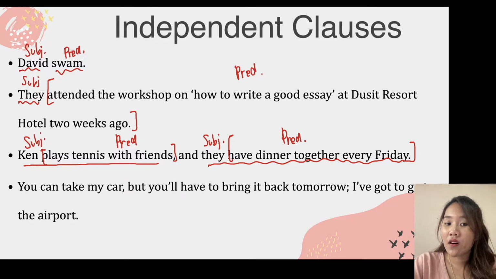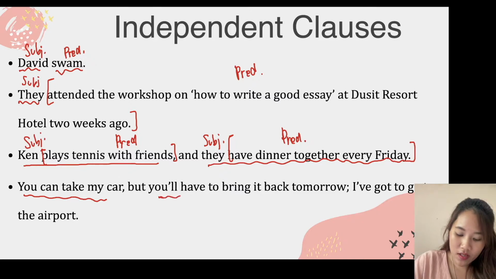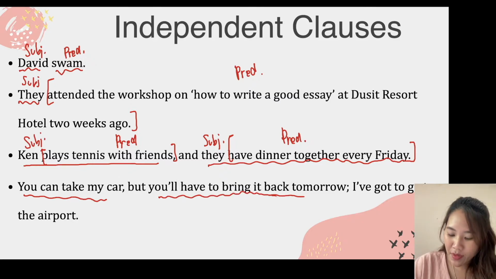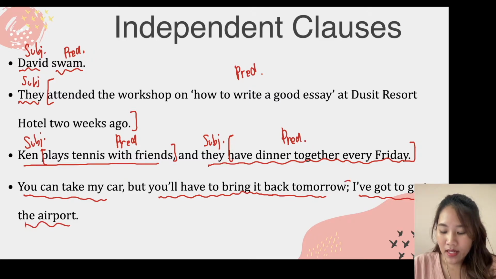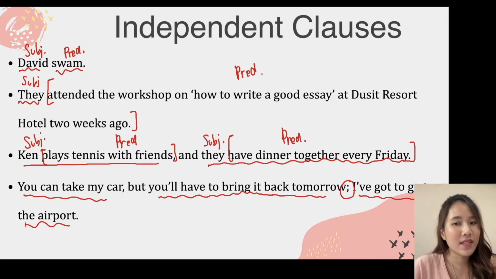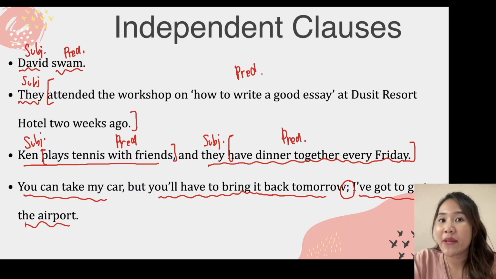Or, you can take my car, but you will have to bring it back tomorrow; I've got to go to the airport. So we have three independent clauses here. The first one, you can take my car. The second one, you will have to bring it back tomorrow. And the last one, I've got to go to the airport. So please note it down here. We can link the sentences with a semicolon like this. We can use it like the word and. It's just one way to combine two sentences, two independent clauses together.